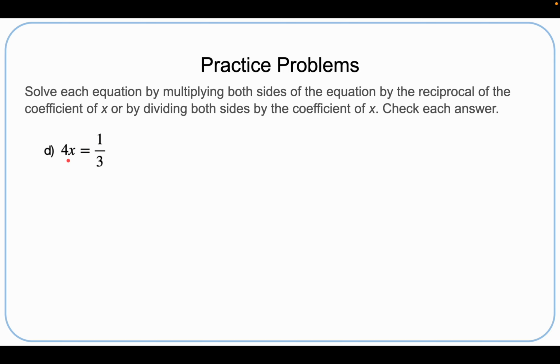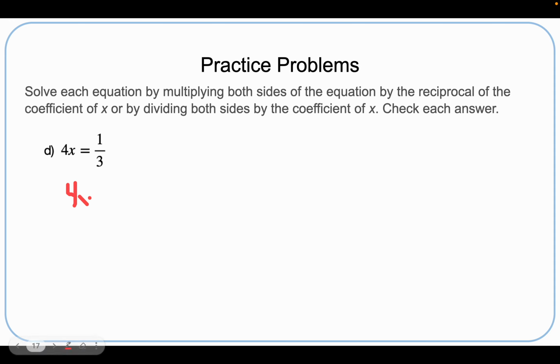And last one, we have 4x equals 1/3. Here, since we have a fraction, it would be a good idea to use the multiplication rule, because if we use the division, we'd be dividing by 4 here, which is fine, but then we have 1/3 divided by 4. So I would go ahead and use the multiplication rule.